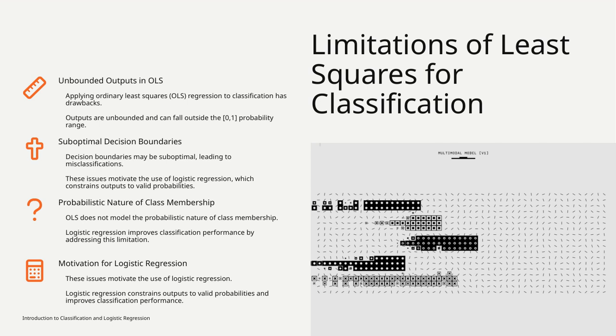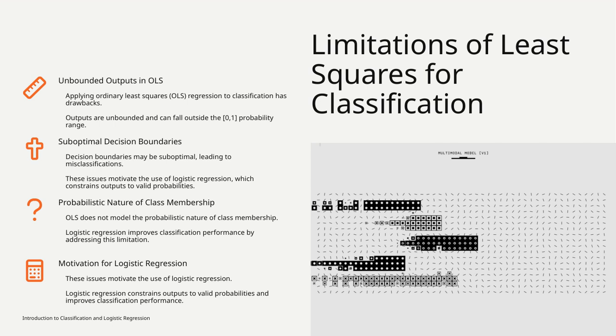Another important point is that the decision boundaries generated by OLS can be suboptimal. This means they might not accurately separate the classes, which can lead to higher misclassification rates. These shortcomings highlight the need for a different approach, one that constrains the outputs to valid probabilities. And that's where logistic regression comes into play.